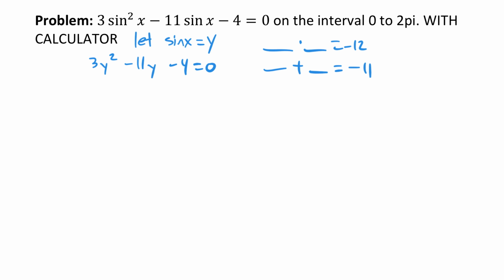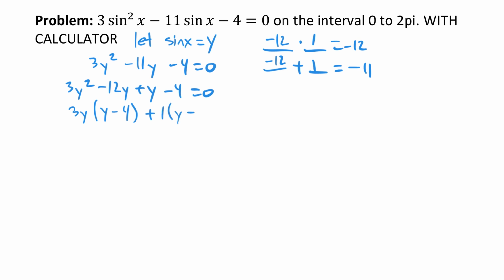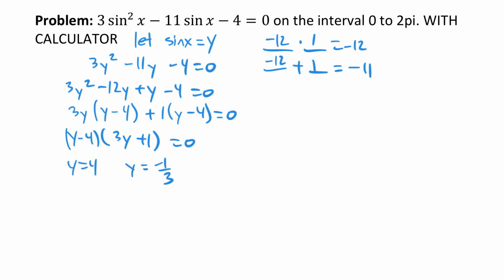Looking like maybe negative 12 and positive 1. Yeah, that should work. So 3y squared minus 12y plus y minus 4. That gives you 3y in common, y minus 4. Here we have just a 1 as a placeholder, y minus 4. Factor out the y minus 4, 3y plus 1. That gives you y equals 4 and y equals negative 1/3.